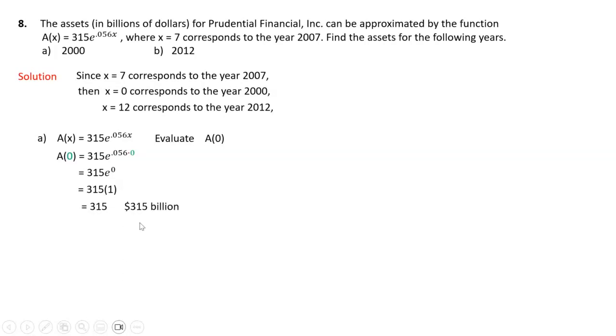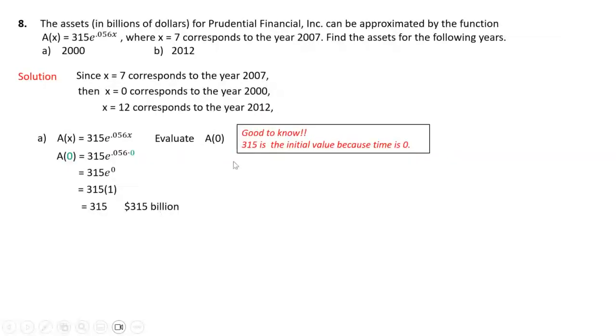Okay, now good to know, the 315 is the initial value because time is 0. When t equals 0, this number here will be my initial value.